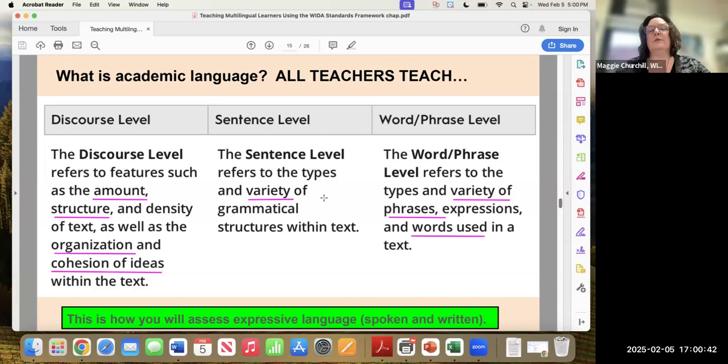And then finally, at the word and phrase level, again, we're looking for a variety of phrases. We're looking for vocabulary words. We're also looking for sequence words. So if they're giving an explanation or telling me how something happens and they're using first, next, then finally, I'm looking for those sequence words because it actually does help ideas flow from one into the next. And so this is how you will assess expressive language, spoken or written.